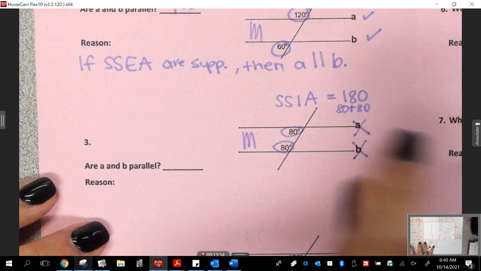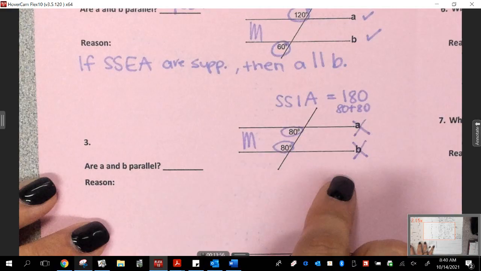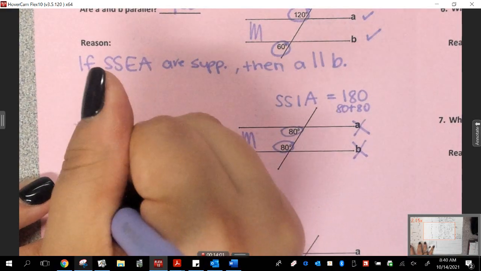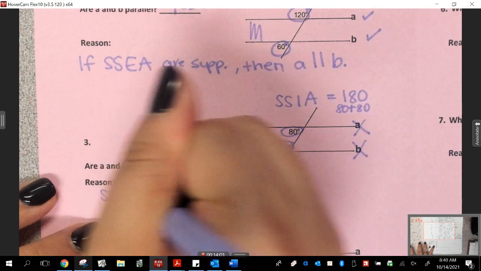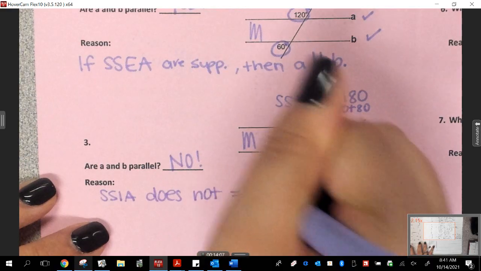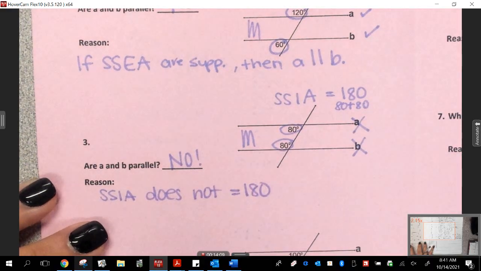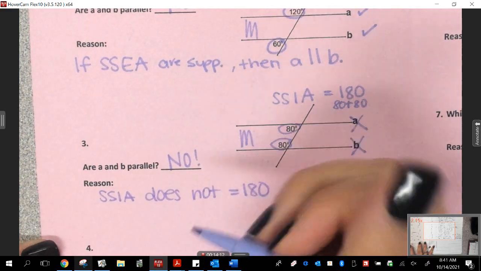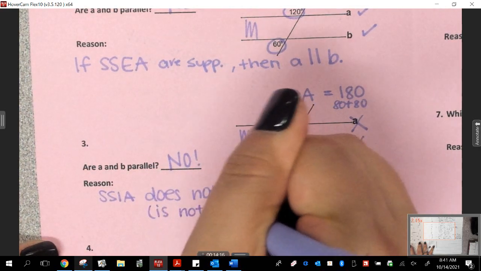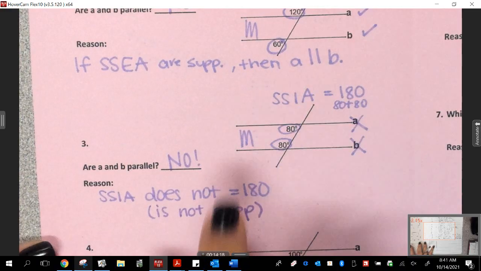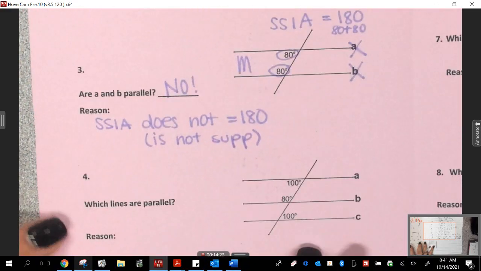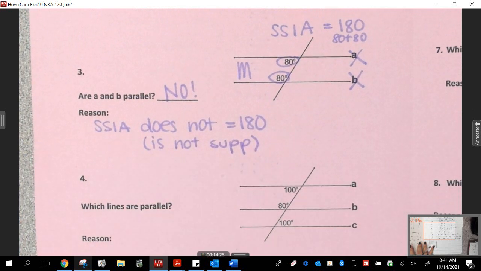So they do not equal 180. Are they parallel? No. Why? SSIA does not equal 180. Or you could write they are not supplementary. Same thing. Either one. SSIA is not supplementary. SSIA does not equal 180. Either one.